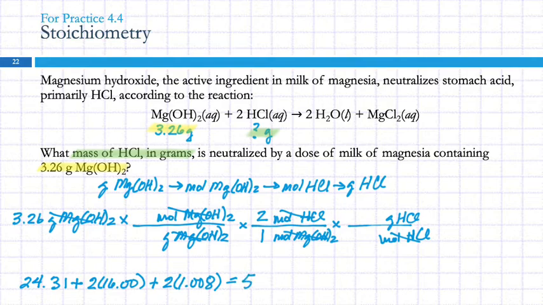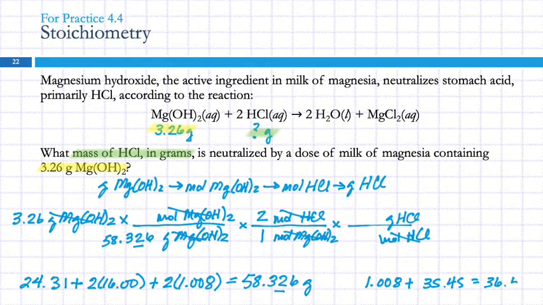That's 58.326. So for the magnesium hydroxide, the unit gram is on the bottom, and that's where the number goes. Then I need the molar mass of HCl, which is 1 hydrogen and 1 chlorine. So 36.458 grams. Here grams is in the numerator. That's where I put my number.